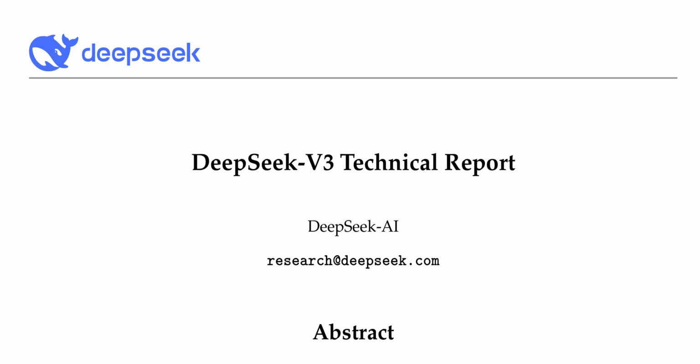Lastly, we emphasize again the economical training costs of DeepSeek v3, summarized in Table 1, achieved through our optimized co-design of algorithms, frameworks, and hardware. During the pre-training stage, training DeepSeek v3 on each trillion tokens requires only 180K H800 GPU hours, i.e., 3.7 days on our cluster with 2048 H800 GPUs. Consequently, our pre-training stage is completed in less than 2 months and costs 2,664K GPU hours.